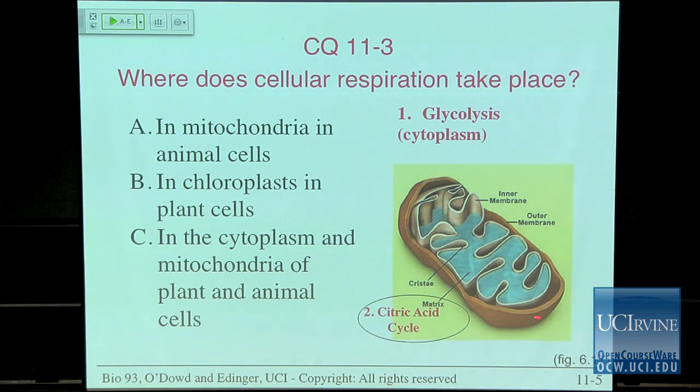That's exactly right, in the matrix of the mitochondrion. So here is the mitochondrion. It is an organelle and has a smooth outer membrane and a second inner membrane. So this is an organelle with a double membrane as well. Remember, the nucleus had a double membrane. So does the mitochondrion. The citric acid cycle takes place inside the matrix of the mitochondrion.